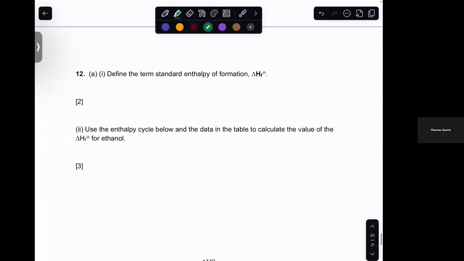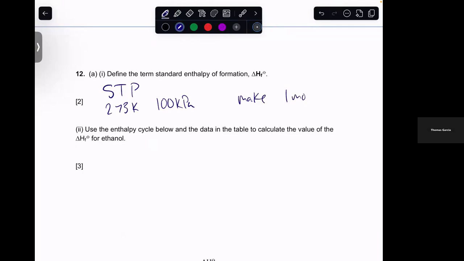All right, moving on to 12. Define standard enthalpy of formation. So you need a couple things. You need to mention STP, standard temperature and pressure. So that's going to be 273 Kelvin and 100 kilopascals. And you also have to mention that we make 1 mole of product.